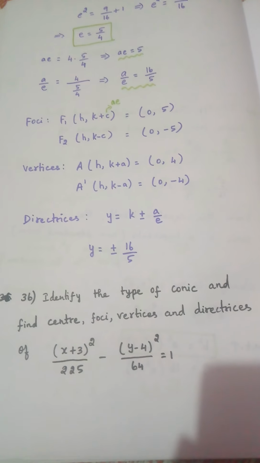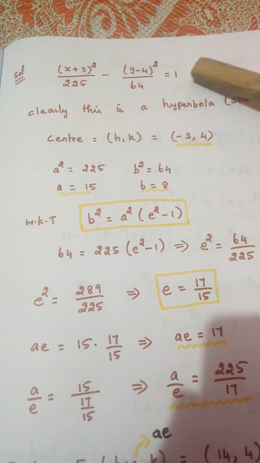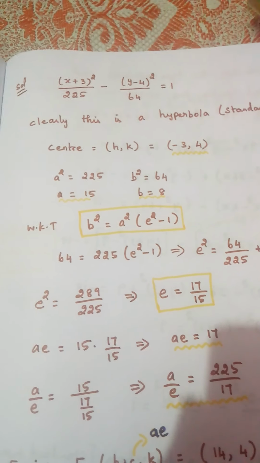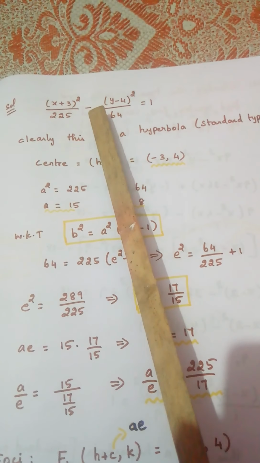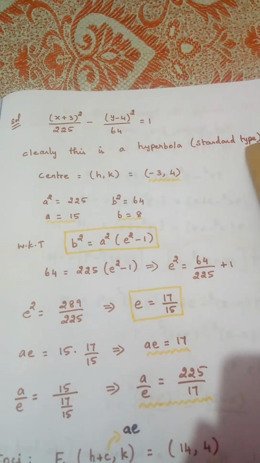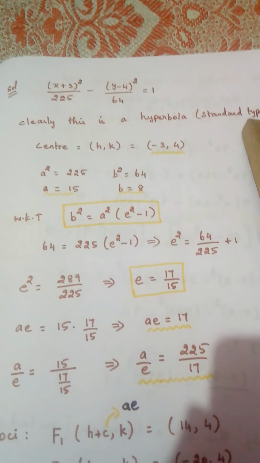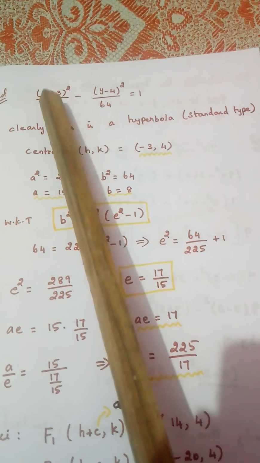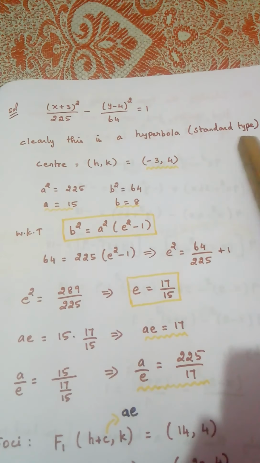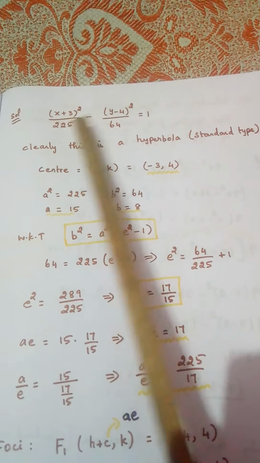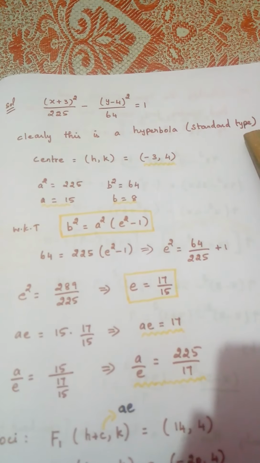Okay, now we will go for the answer. This is the equation given to us, right? As usual, we will write clearly this is a hyperbola. Why? Because the minus sign is present. Also we write what type it is in brackets: standard type. Children, I have already told why it is standard type. Now you tell me why. Because x is coming first. X plus 3 whole square. This x term comes first, so standard type. If the y term comes first, it is called non-standard type. So clearly this is a hyperbola, and the type is standard type.